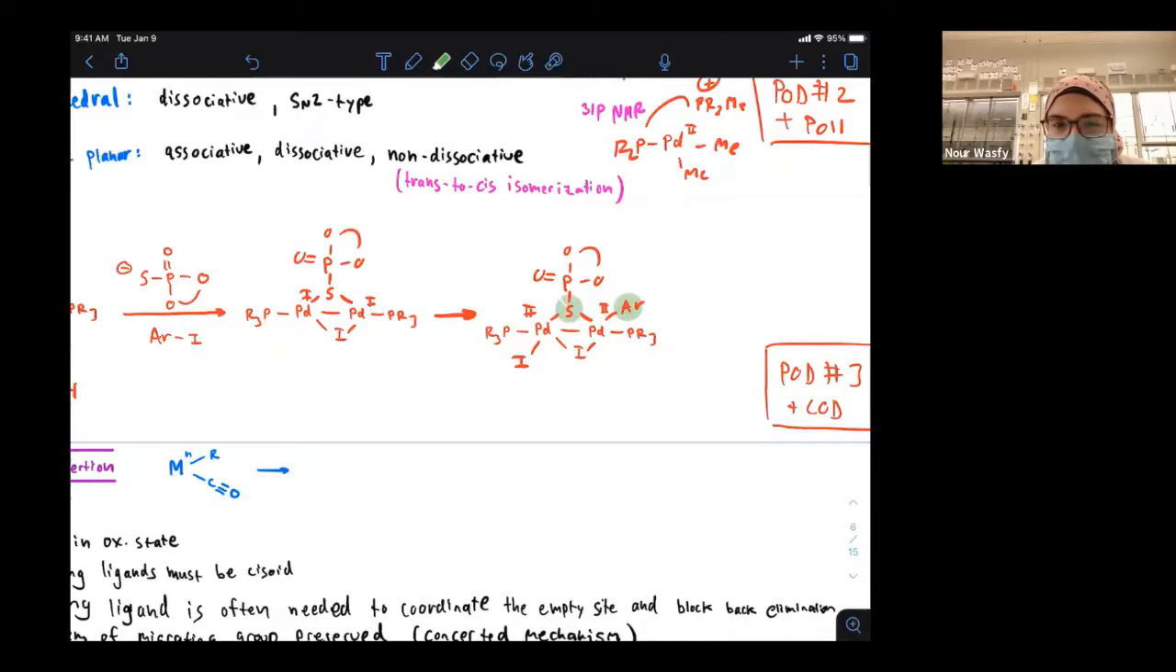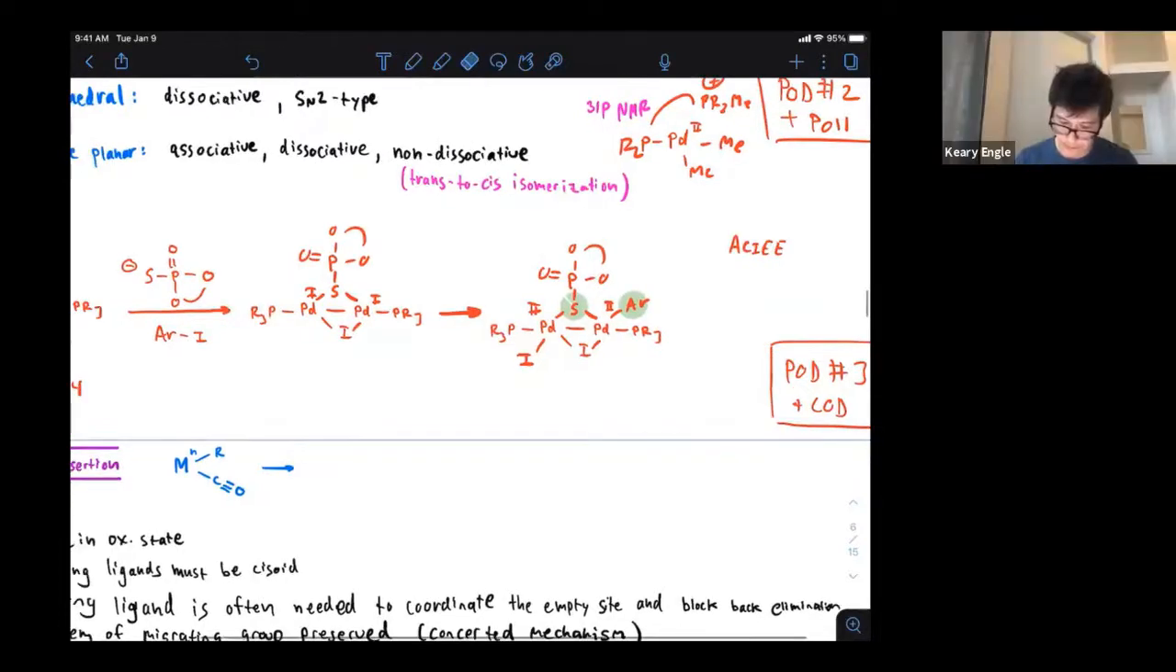Can I clarify something with the palladium problem? Sure. So the palladium bond would be broken during the oxidative addition and then reformed in the reductive elimination, right?